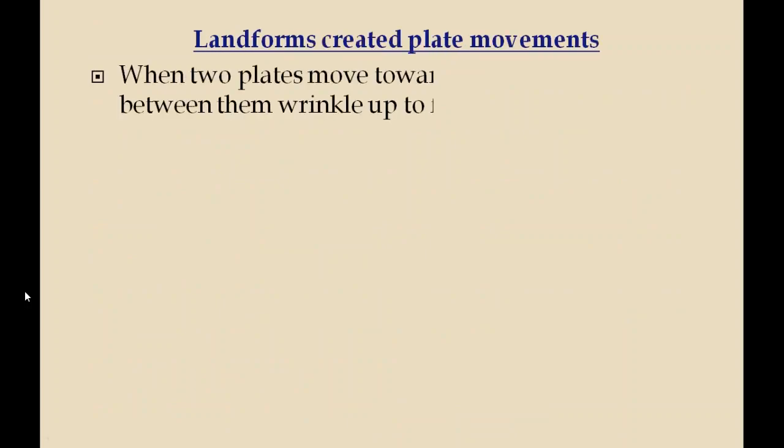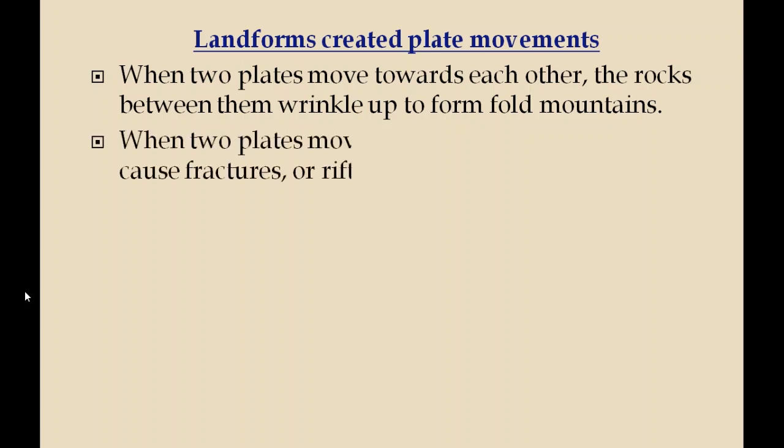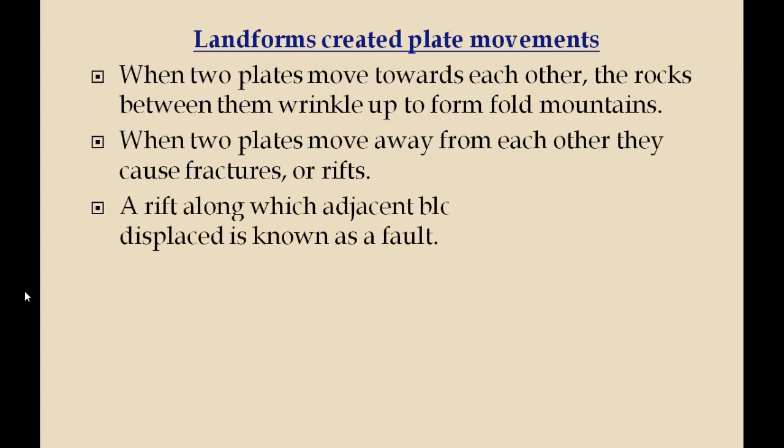Landforms created by plate movements. When two plates move towards each other, the edges between them wrinkle up to form fold mountains. When two plates move away from each other, they cause fractures or rifts. A rift along which adjacent blocks of rock have been displaced is known as a fault.